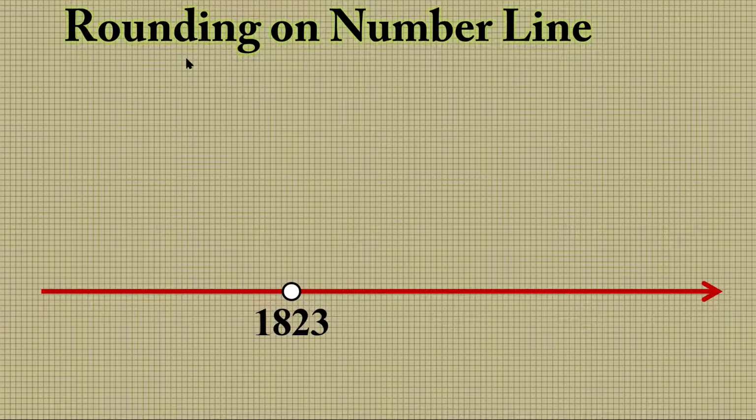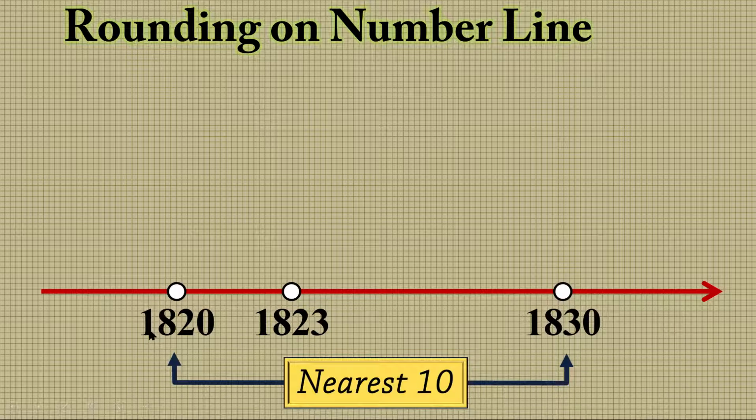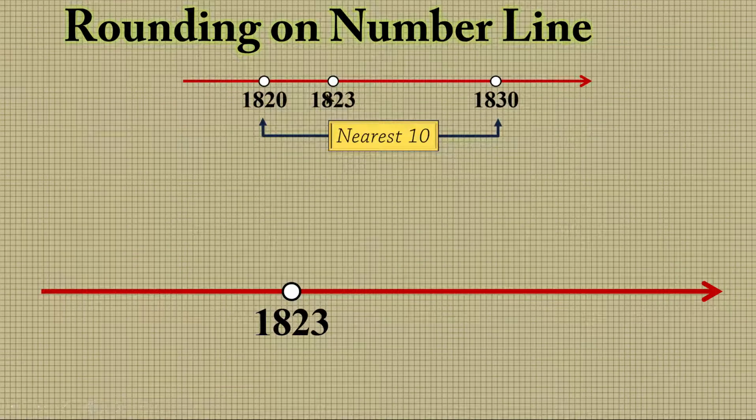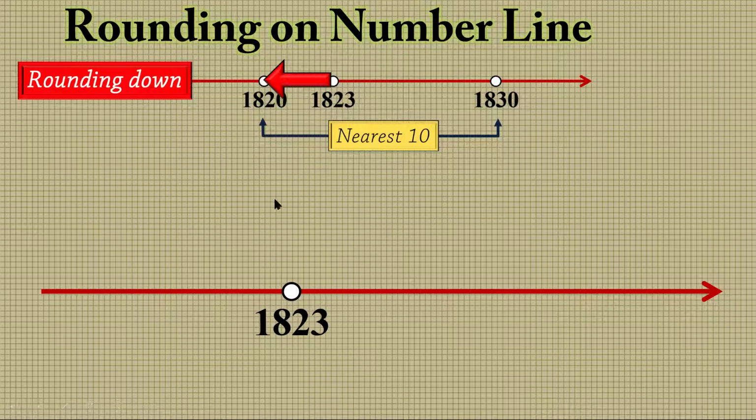Let's consider the rounding on a number line. Suppose that the given value is 1,823. Okay. If I'm going to round to the nearest 10, I will concentrate on 23. The nearest tens to 23 will be 20 and 30. So the before and after values will be 1820 and 1830. Of course, as the given value is before the halfway, the nearest 10 to the given value will be 1820. I will round it down.